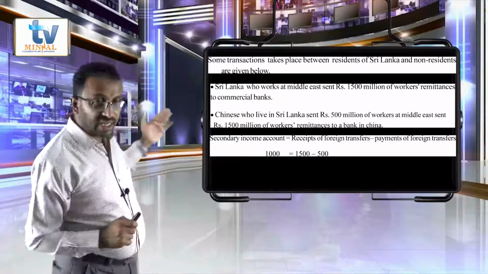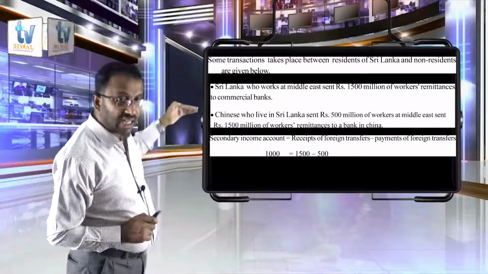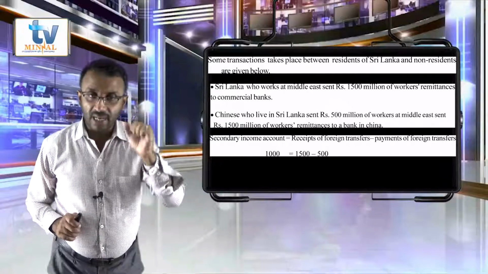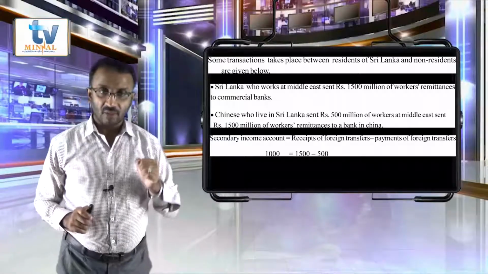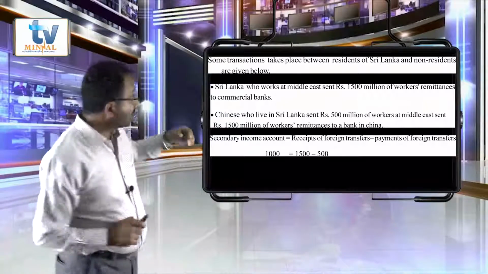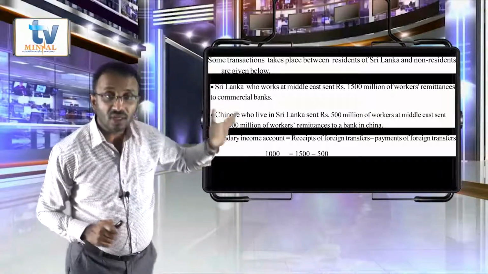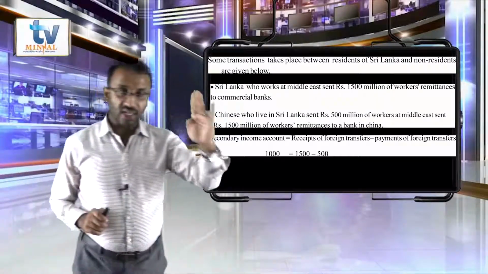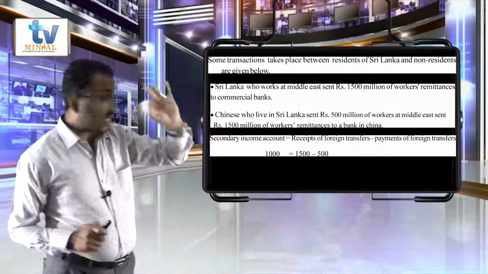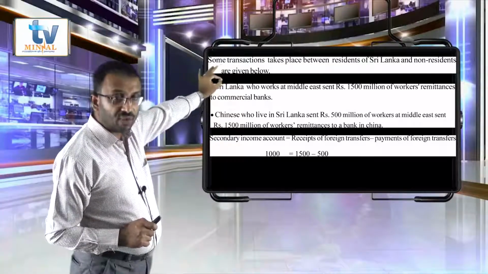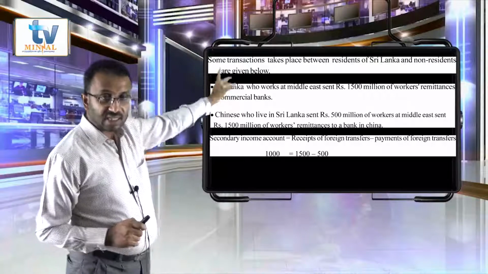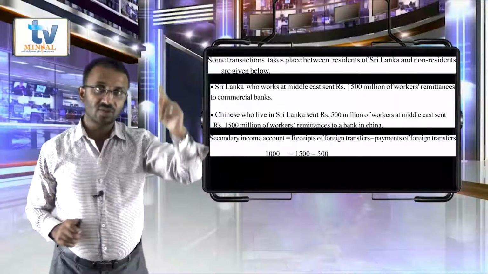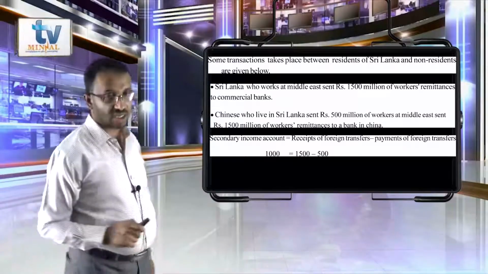Second one, a Chinese who lives in Sri Lanka sent 500 million of workers' remittances to a bank in China. What I told you now: a Sri Lankan who works in the Middle East sent 1,500 million of workers' remittances to a bank, and a Chinese who lives in Sri Lanka sent 500 million to a bank in China.